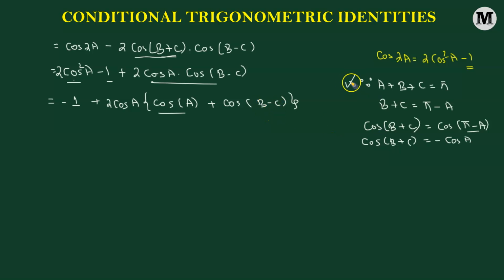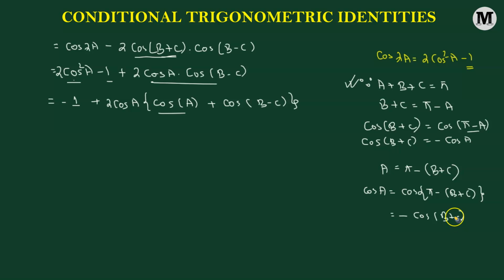So again, we're going to use this fact that A plus B plus C equals pi radian, but this time we're going to keep A on the left hand side and transpose B and C to the right hand side to get pi minus B plus C. Now let's take cosine of that angle on both sides. So cosine of angle A is equal to cosine of the angle pi minus B plus C. Now what is cosine of pi minus B plus C? That's going to be negative cosine of the angle B plus C.